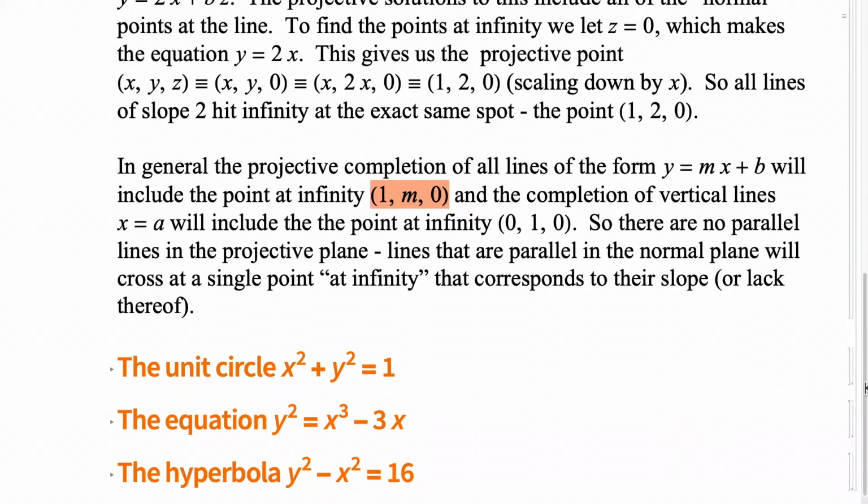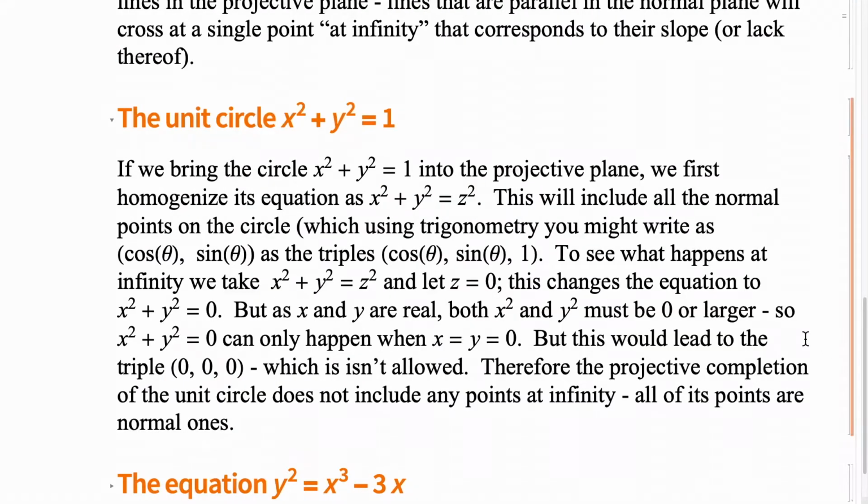As another example of bringing a curve into the projective plane, let's take a look at the unit circle x squared plus y squared is 1. To bring that into the projective plane, we have to homogenize that. That's degree 2, degree 2, degree 0, so that's going to become x squared plus y squared is z squared.